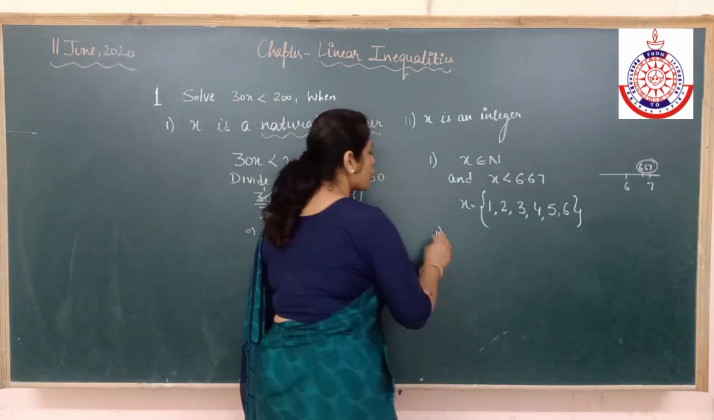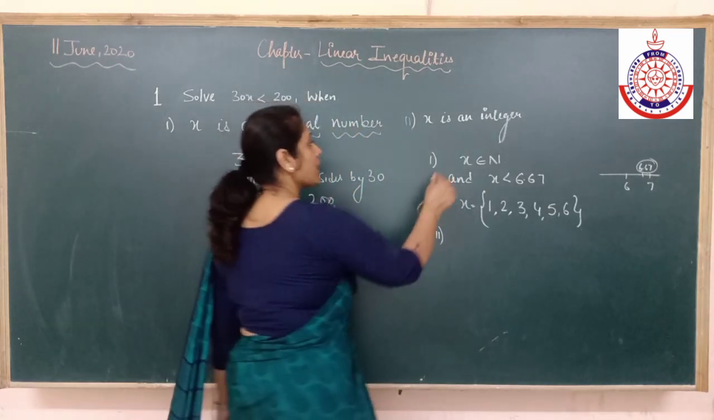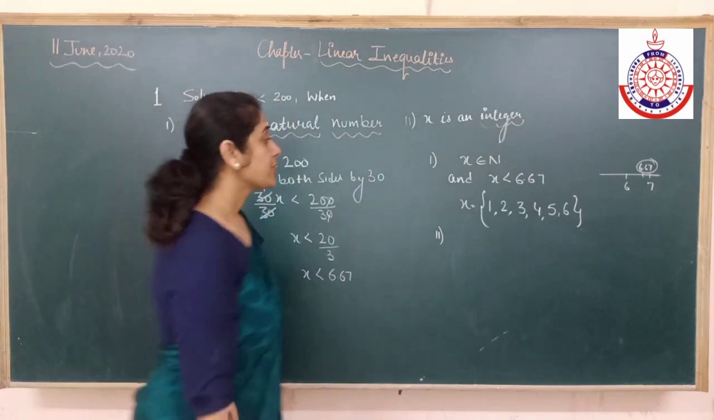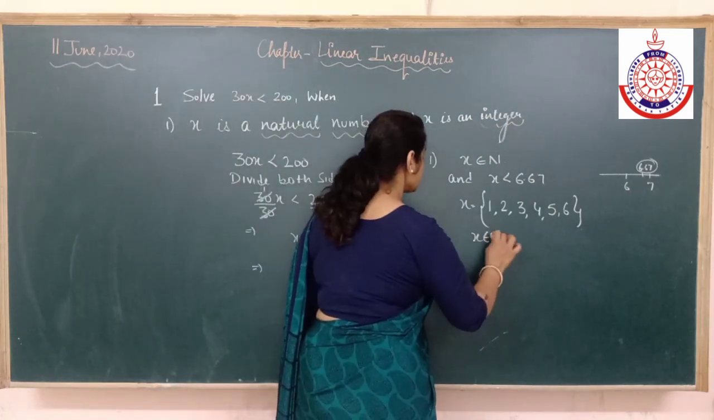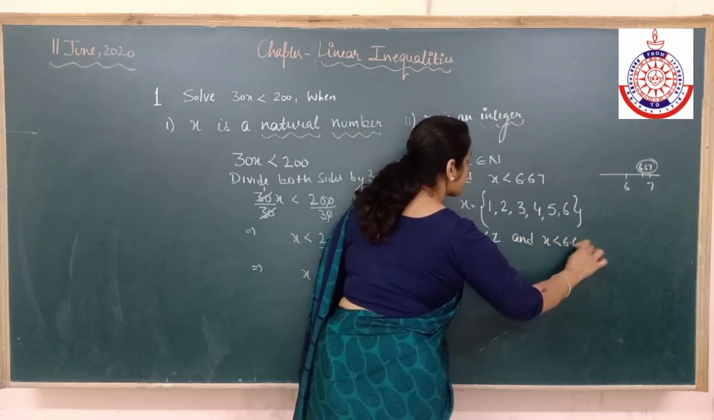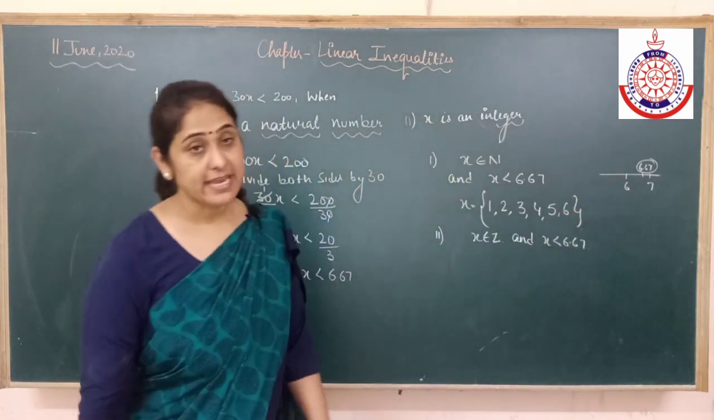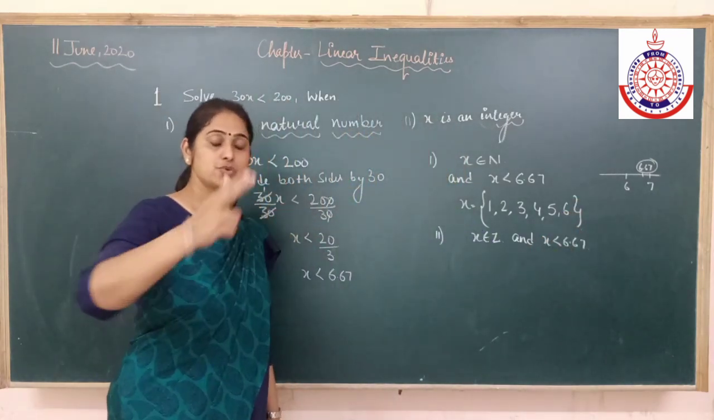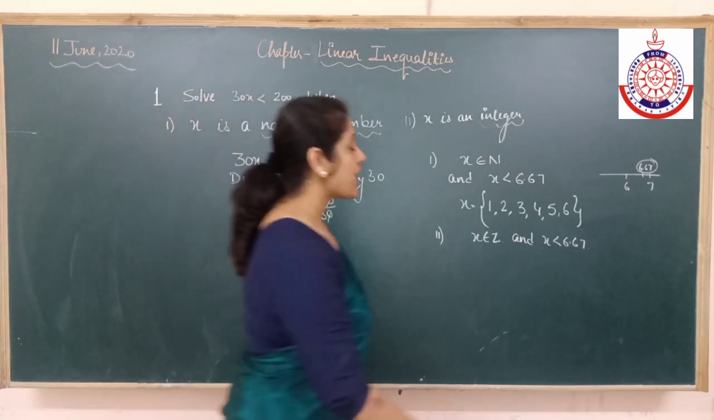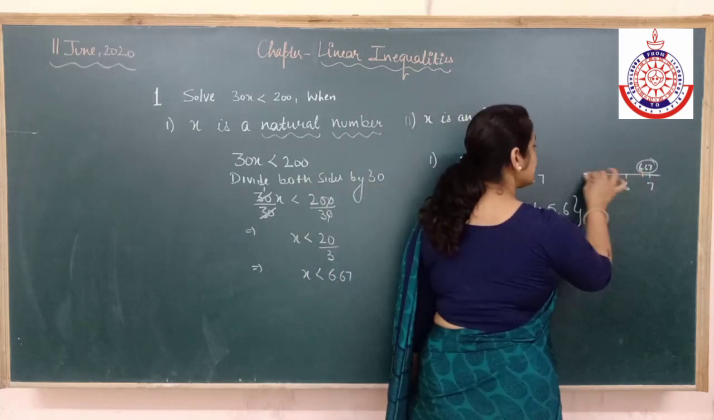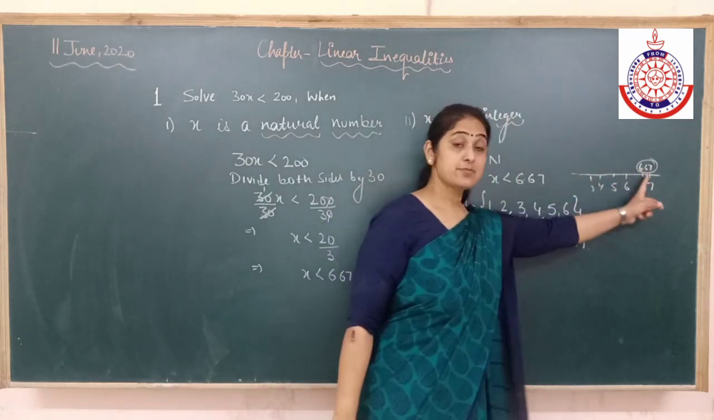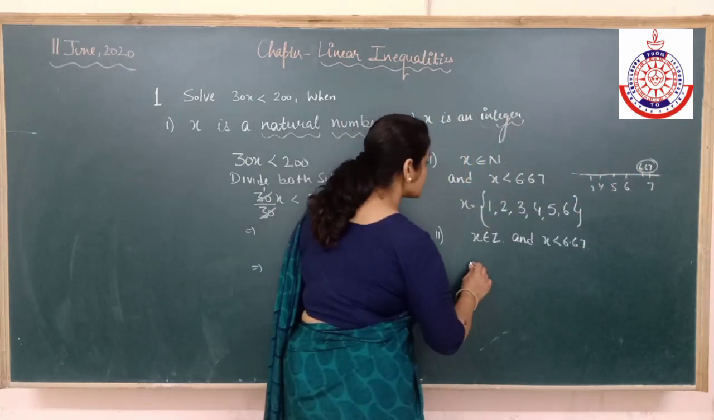Now let's talk about the second part. What is the second part? When x is an integer. What is an integer? Integer means all positive and negative numbers. That means 1, 2, 3, 4, 5, 0, minus 1, minus 2, minus 3, minus 4 and so on. So I have to write down all the integers which are less than 6.67.